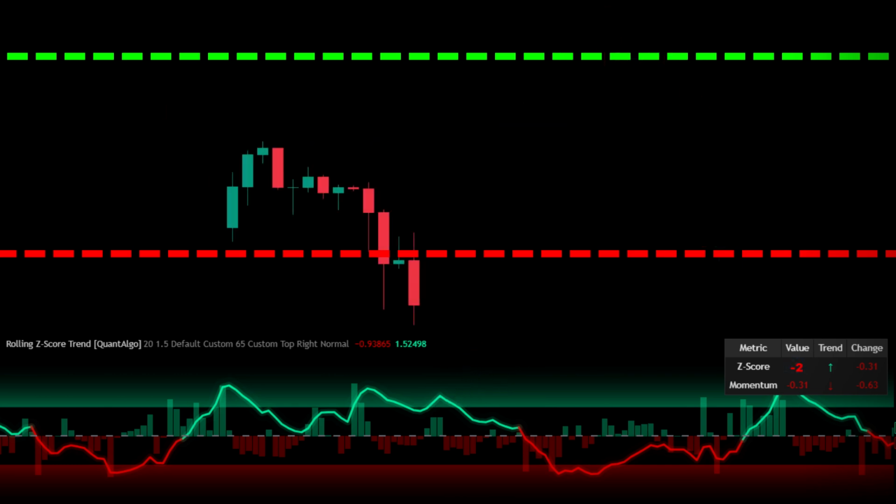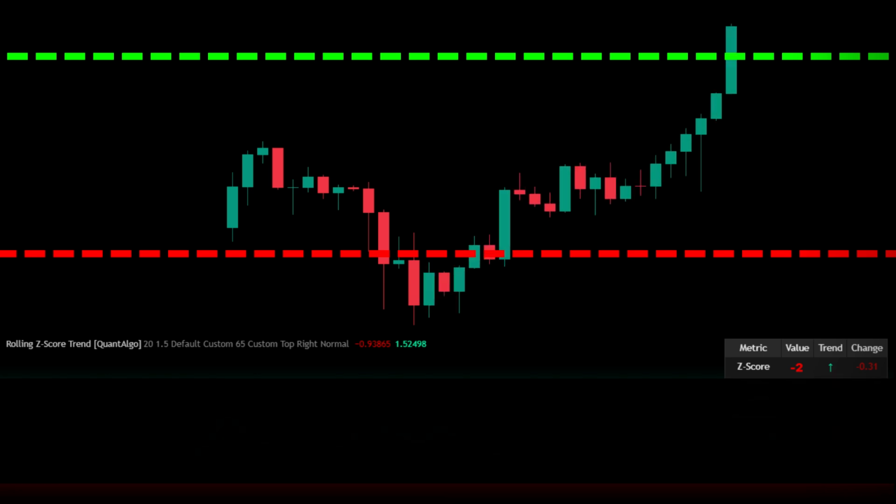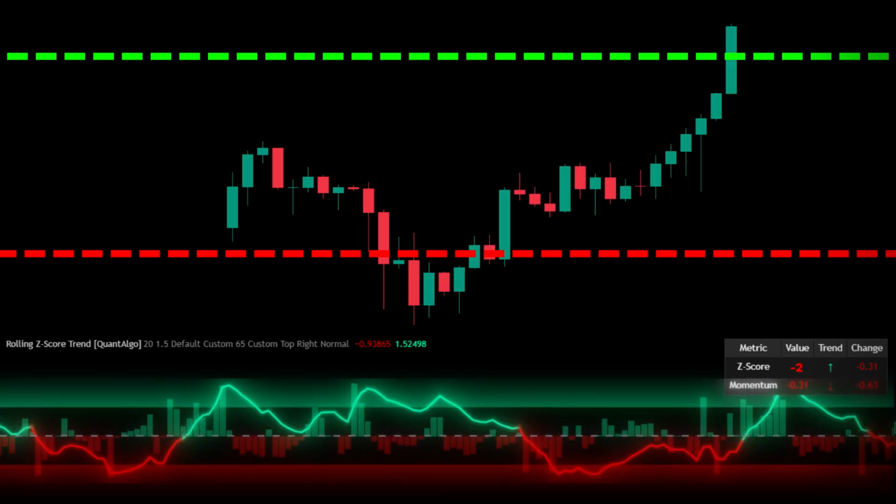Same logic on the downside. Minus 2 means price is unusually far below average. Oversold in a way that actually means something. And those green and red columns underneath, those show momentum. Green columns mean the Z-score is accelerating upward. Red means it is accelerating downward. When the columns change color, momentum is shifting. That is your early warning signal.